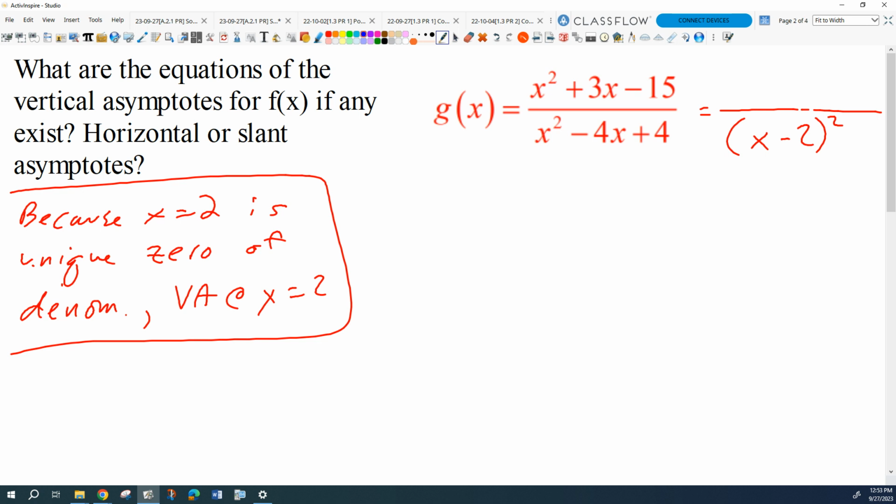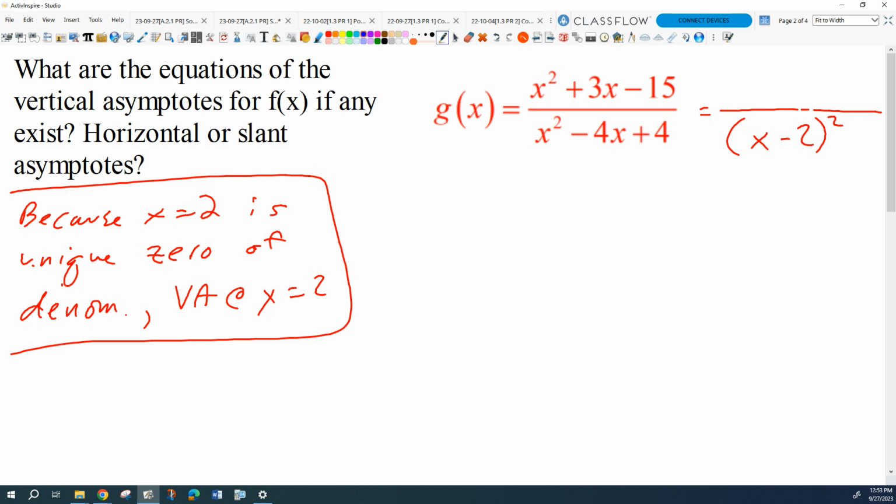We are going to have a horizontal asymptote at 1. Okay, good. We have the same degree of polynomials on the top and bottom, right? So we take the ratio of the leading coefficients. Is that what you were trying to say? I was going to say all three of them.